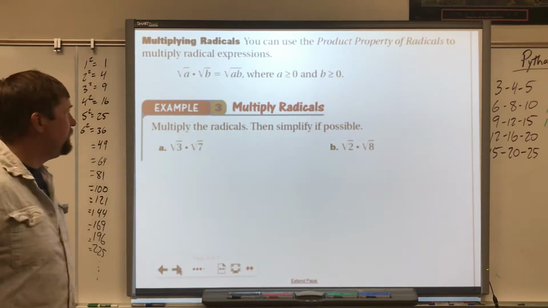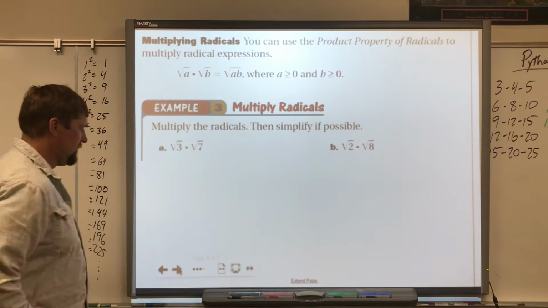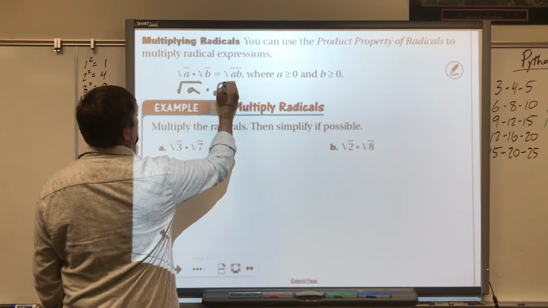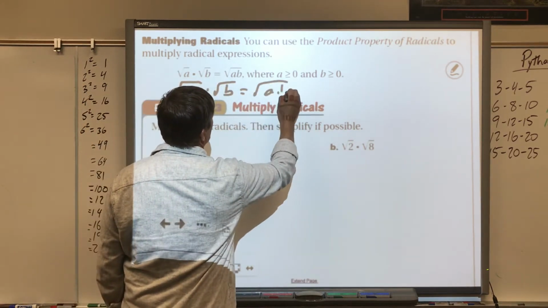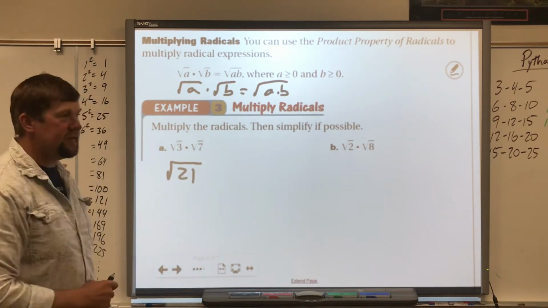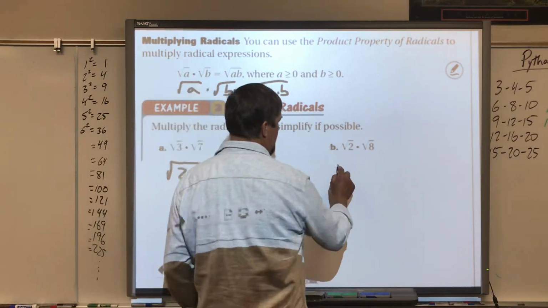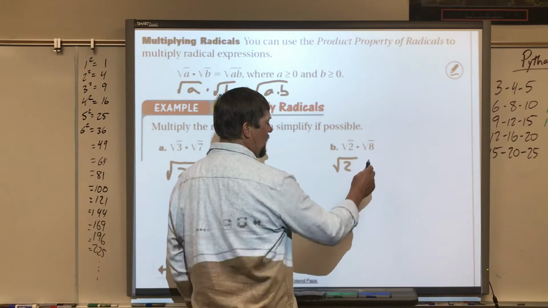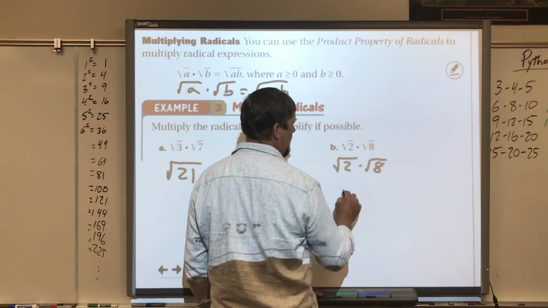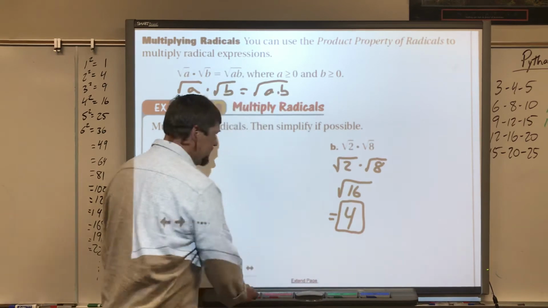Multiplying radicals, and then simplify if possible. If I multiply radicals, if I take the square root of a times the square root of b, it's just whatever a times b is. So I end up with the square root of 21 right here, and that's as simplified as possible. We do not need to write the decimal. This one, if I have the square root of 2 times the square root of 8, I could combine them to get the square root of 16, which of course is just 4. So that's as simple as possible.